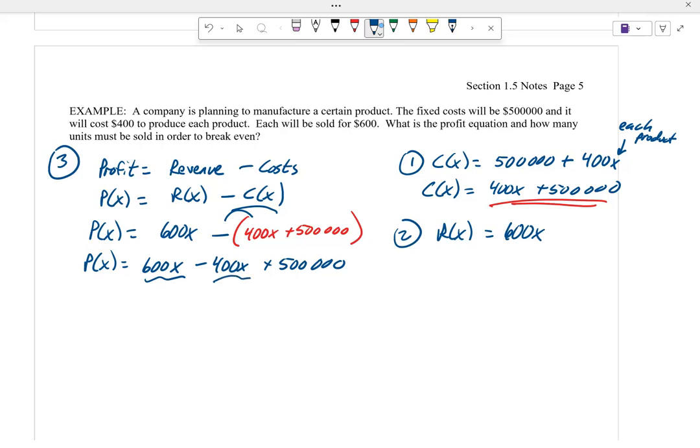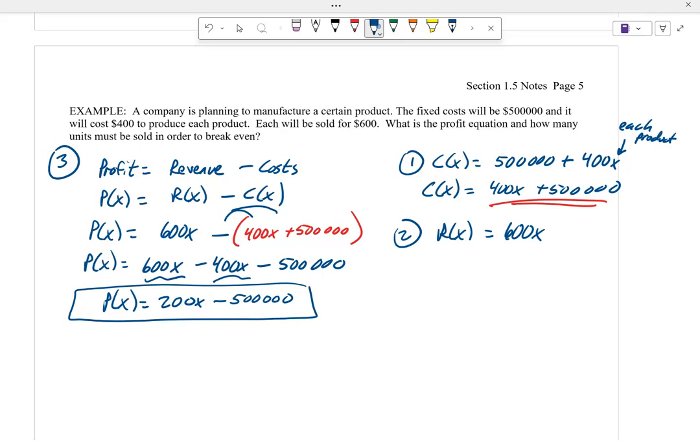Now don't forget, you got to put this in parentheses because there's two terms there. So our profit would be $600x minus 400x, and the 500,000. Go ahead, combine like terms. So we get a profit equation of 200x plus, or I'm sorry, that's supposed to be a minus right there. Okay, there's our profit after selling x amount of items, right?